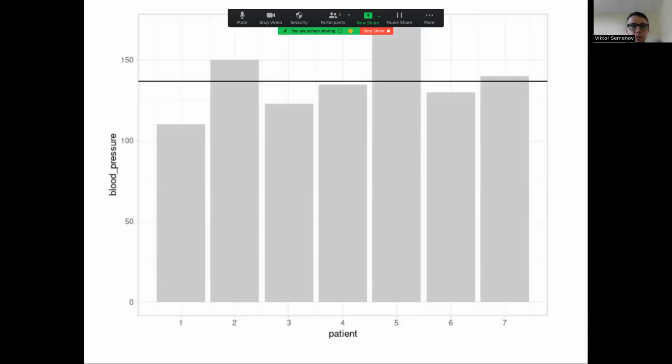So in other words, imagine that you have examined 7 patients. You've measured their blood pressure, and your results are depicted on the slide. So you have 7 patients, and all 7 have different blood pressure. And imagine that you need to tell someone what blood pressure is in the population that you've studied.